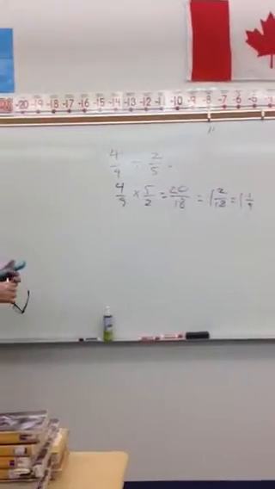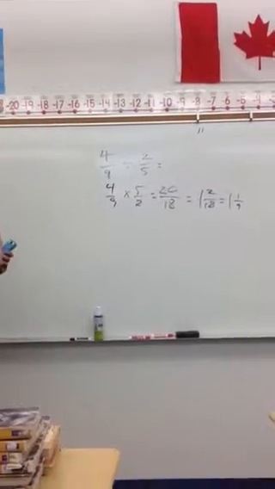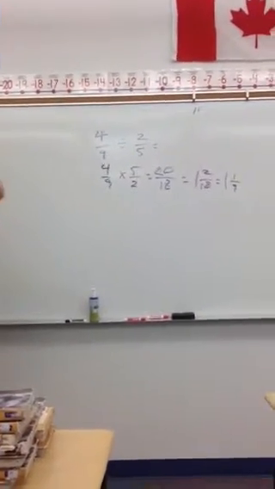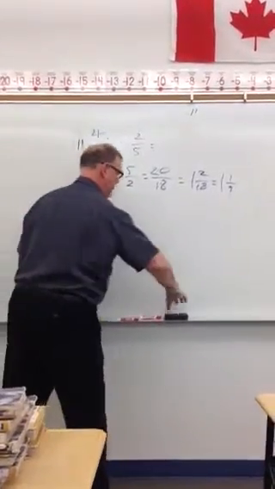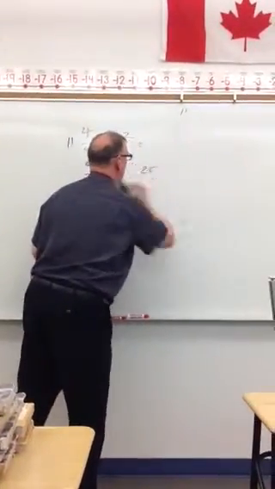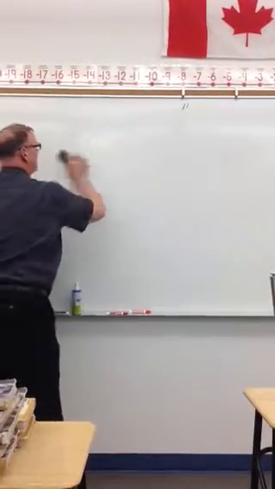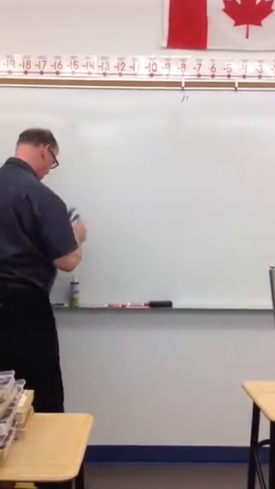That's how you divide fractions. Take the reciprocal, the flip of the second number. Okay? So that was number 11, and that's exactly what it'll look like on the final exam. Okay, number 12.